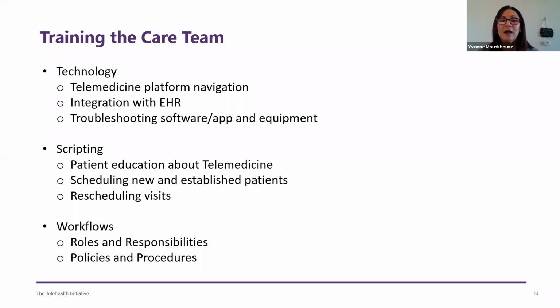Of course, that's a lot easier if your folks have been involved in the development of those workflows. But again, you want to make sure everybody's roles and responsibilities are crystal clear. We don't want to have an issue with, well, I thought so-and-so was responsible for that, or I thought so-and-so was going to do that. You want everybody to know what they're doing so that it goes smoothly, and your patients have a good experience and you have a good experience.